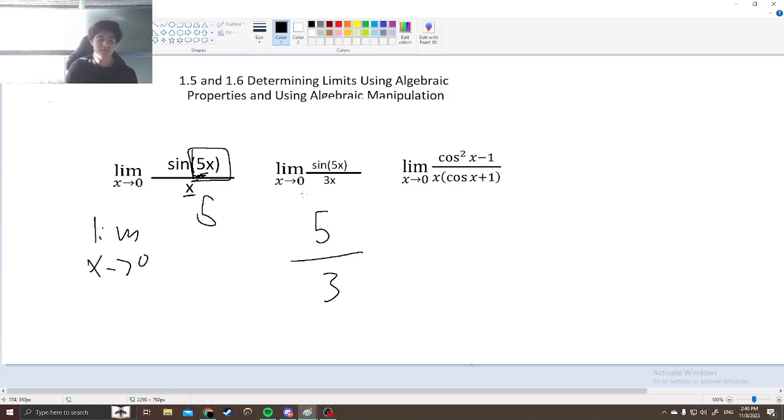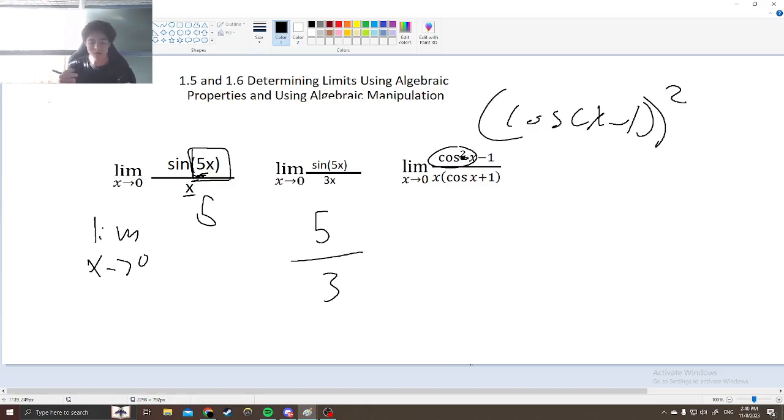Now looking at the equation on the right side, you have cosine squared x minus 1 over x cos x plus 1. And this top, cosine squared, is the same thing as cosine x minus 1 squared, like this. That's what the squared means. The square means you square everything. You could put it either place. It's interchangeable for trig functions.